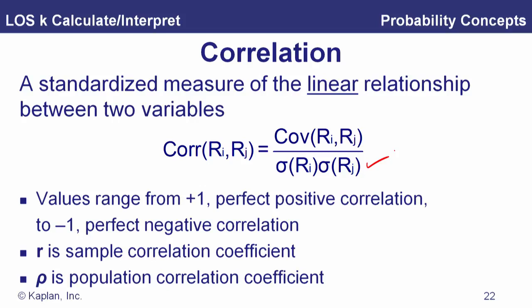Now, we use the letter R for the sample correlation coefficient, and we use this Greek letter rho to represent the population correlation coefficient, just like we use sigma for the true standard deviation of a distribution, and we used S for our estimated standard deviation, estimated from sample data.